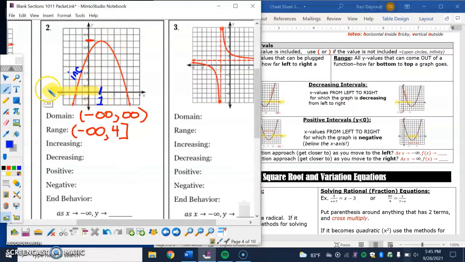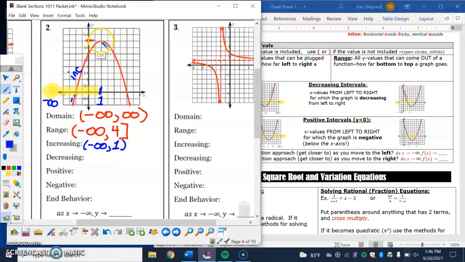So we tell where it's increasing. It's increasing here on the x-axis. That means it's increasing from negative infinity to positive 1. We know we always use parentheses anytime we have infinity. And when we're talking about increasing and decreasing, we're going to use parentheses for the number as well. That means 1 is not included.